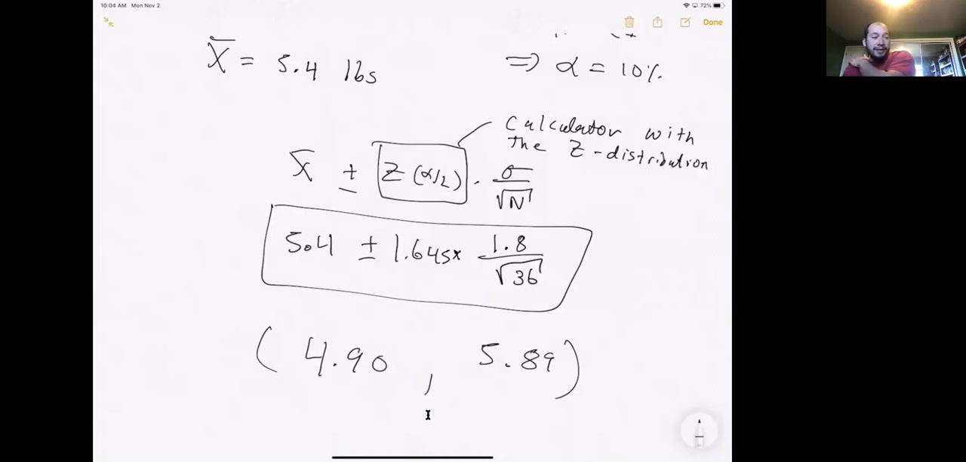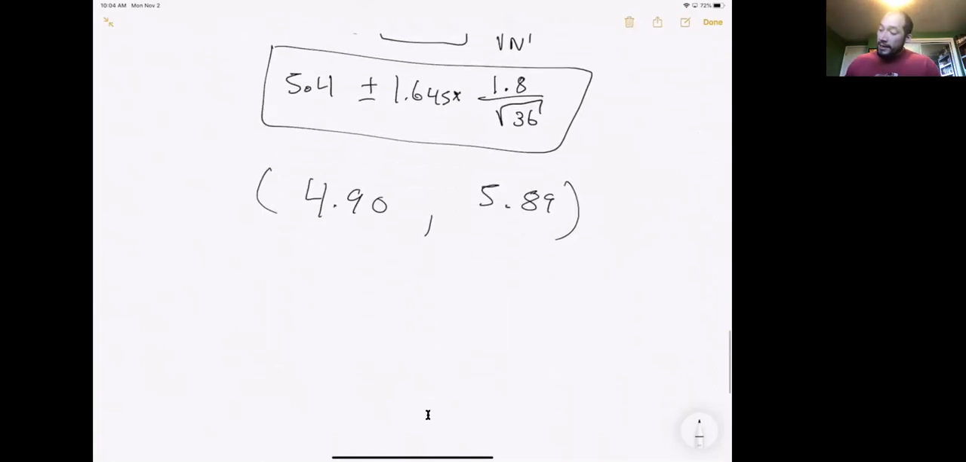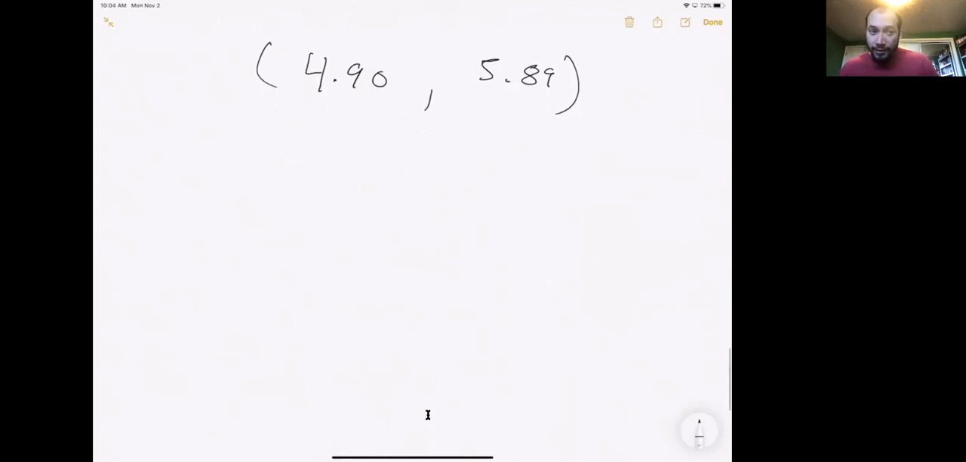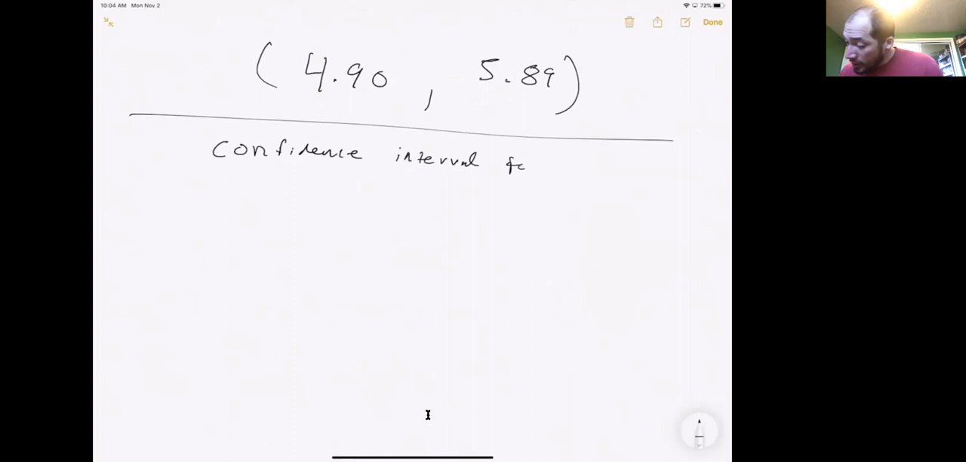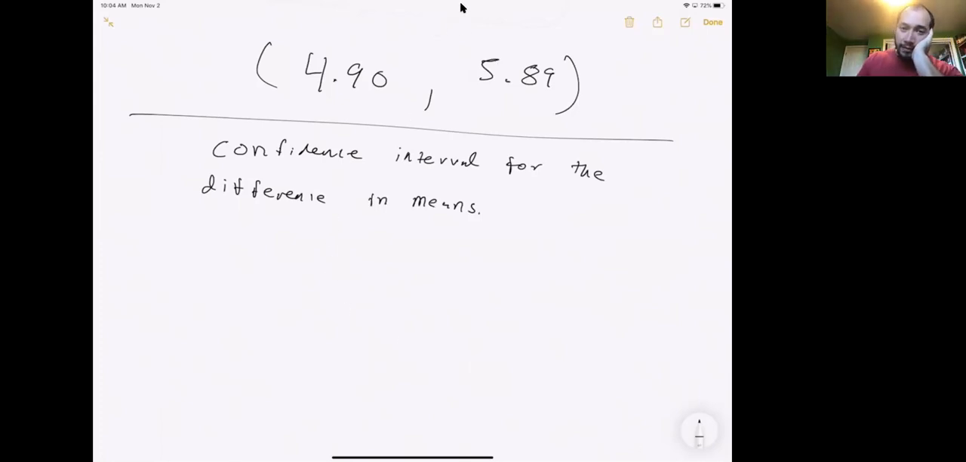Now we have one more thing to talk about, and that is a confidence interval for the difference in means. But before I get to that, I wanted to do one example in R of just calculating a confidence interval in R.